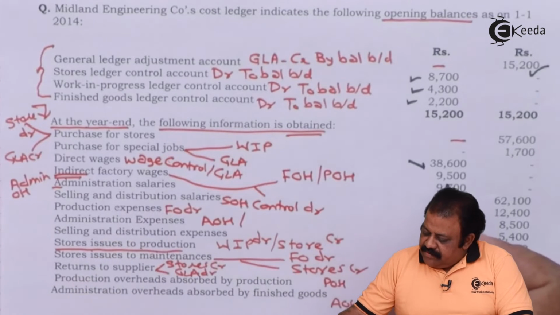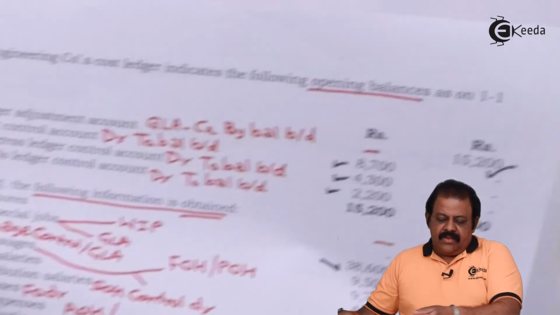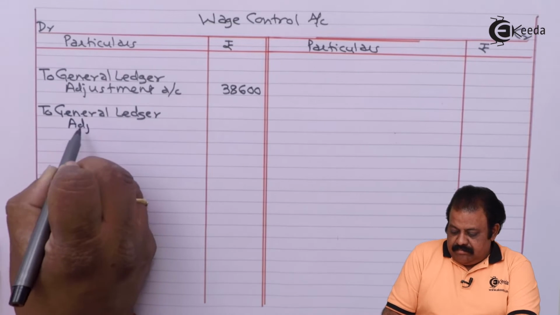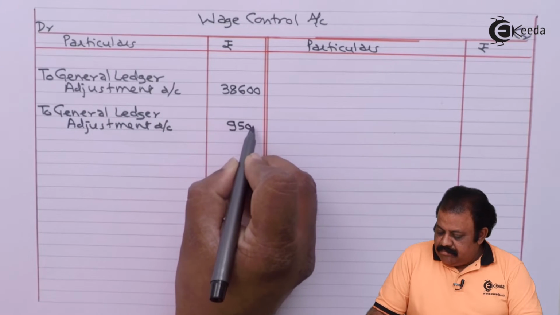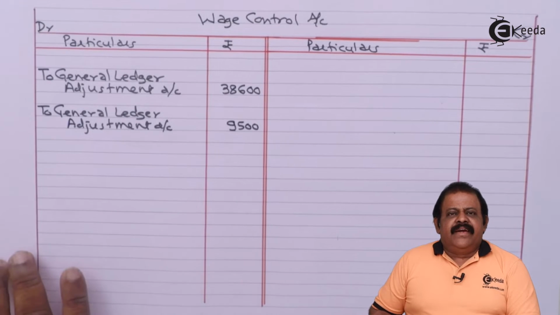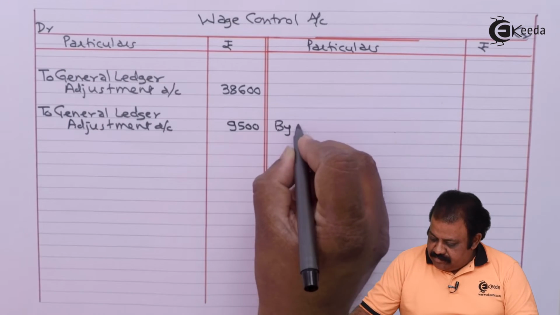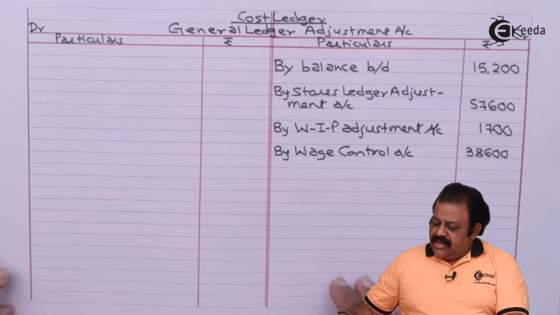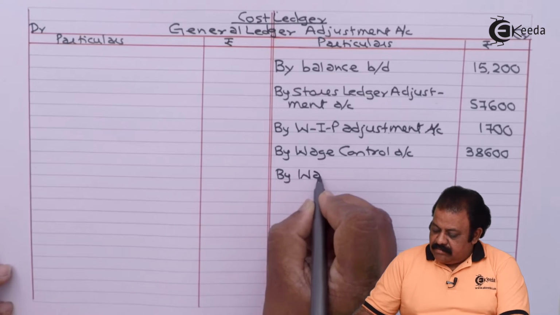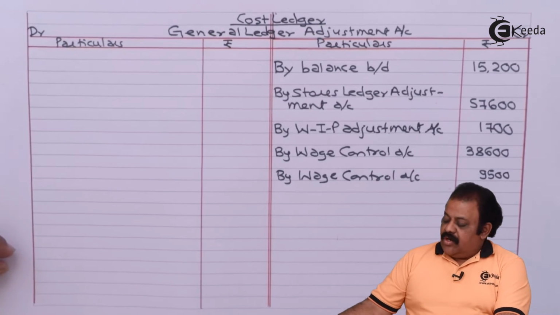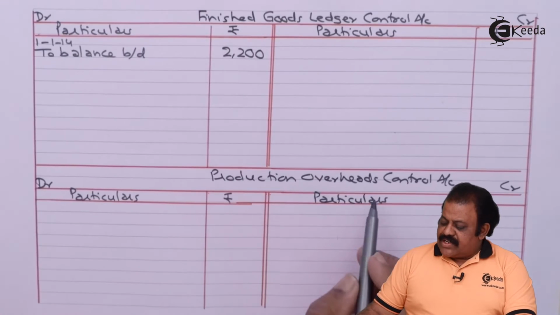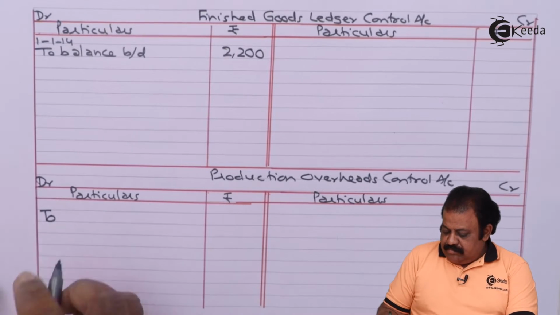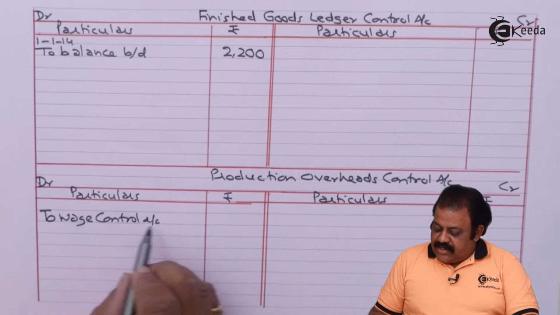Indirect factory wages 9,500. In wage control it will be recorded here to the debit 9,500. This will be treated as production overheads. In GLA it will be there on credit side. By wage control 9,500. In production overheads control account it will be recorded here on debit side to wage control account 9,500.